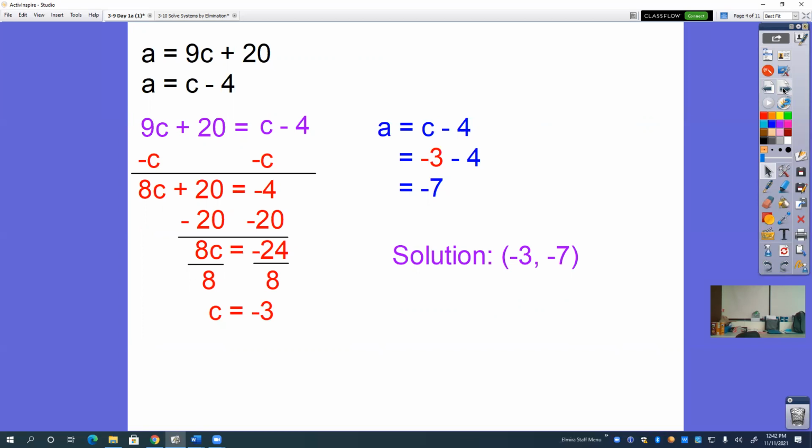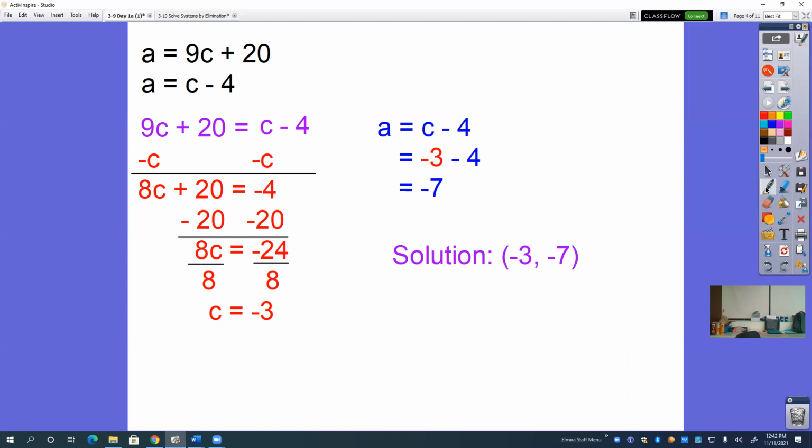And then we want to substitute our c back into one of the equations to find a. Well, a equals c minus 4. So we replace c with negative 3. Negative 3 minus 4 equals negative 7. So our solution would be negative 3, negative 7, that coordinate.